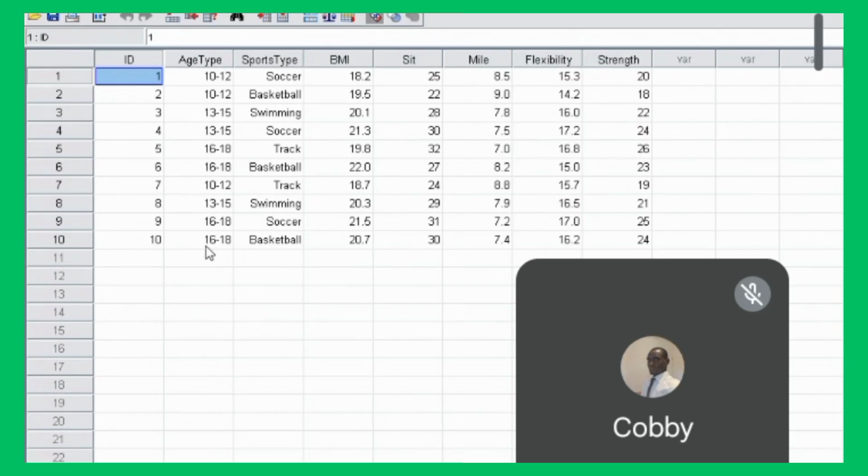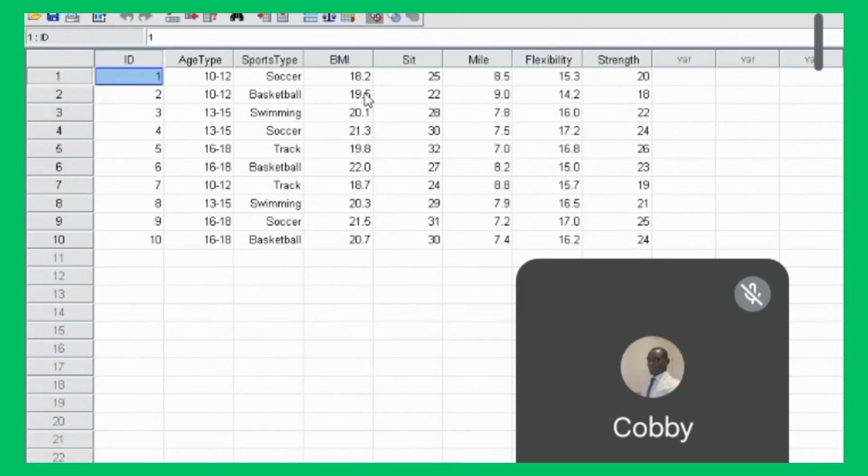So here we have 3 age groups. We have 10 to 12, 13 to 15, and 16 to 18. So we're going to look at the difference in the BMI. Which one is significantly different from the rest?